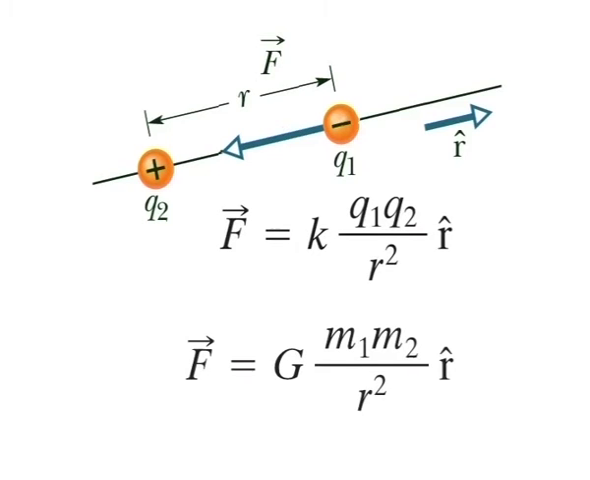However, the laws differ in that gravitational forces are always attractive, but electrostatic forces may be either attractive or repulsive depending on the signs of the charges. This difference arises from the fact that there is only one type of mass but two types of charges.